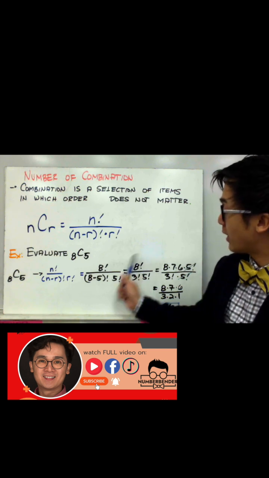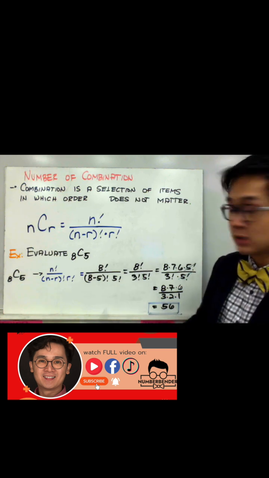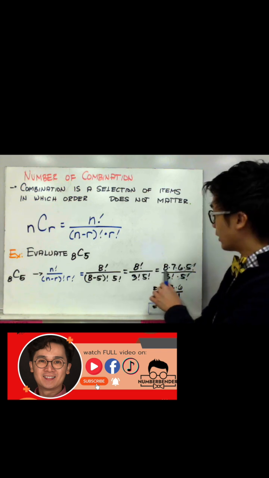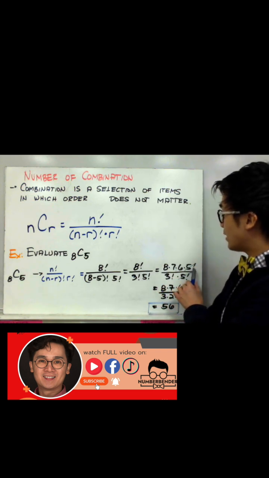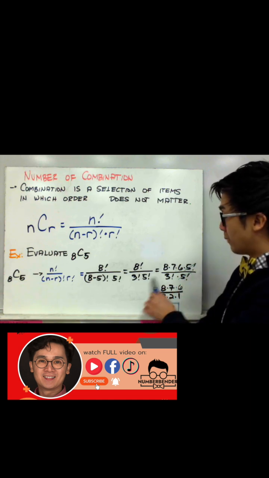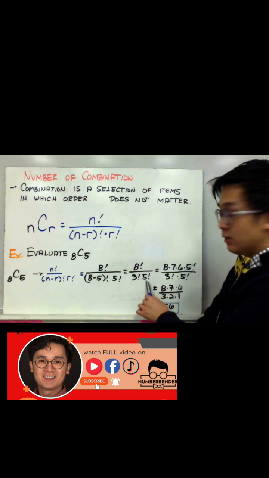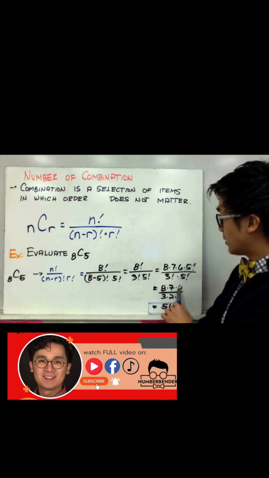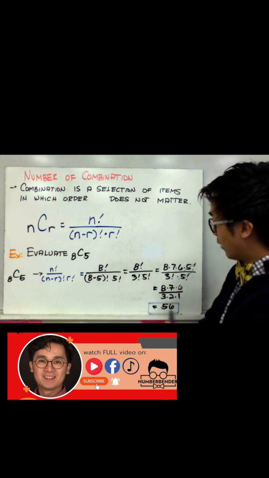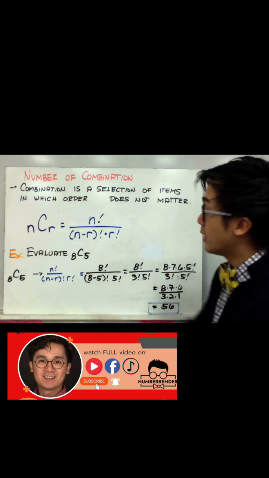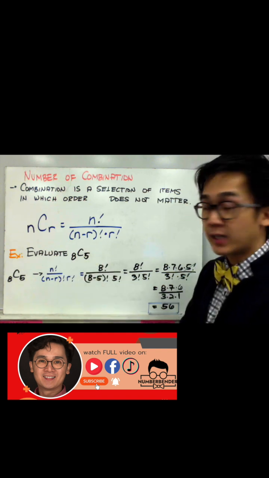Now, to simplify your factorial notation, what I'm going to do is expand 8 up until 5 factorial. The reason why I expanded it this way is so that I don't need to go farther to 4, 3, 2, and 1, because I can cancel 5 factorial automatically if I just expand it up until 5 factorial. Now I'm left with 8 times 7 times 6 all over 3 times 2 times 1, which gives me 56. Now 56 is the number of arrangements you can produce using this notation of combination.